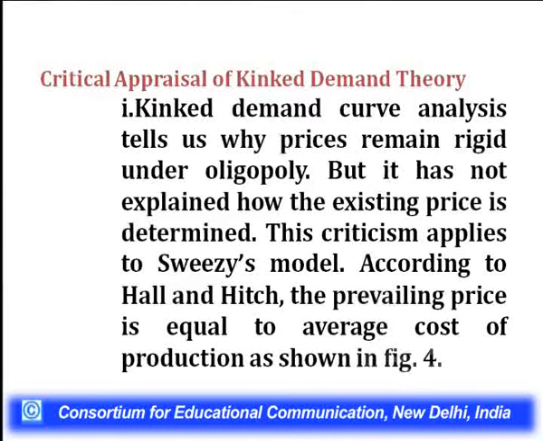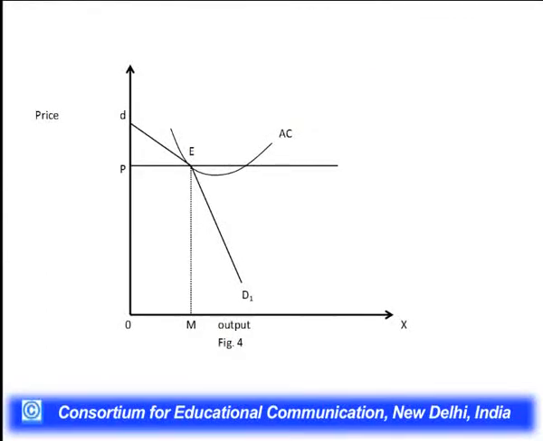But this does not apply to Hall and Hitch. In Hall and Hitch's theory, they say that the prevailing price is equal to the average cost of production, and this is shown in figure 4. In figure 4, we have shown output on the x-axis, and price and cost on the y-axis. DED1 is the demand curve, and there is a kink at point E, which is the prevailing price OP, because the upper portion is more elastic, or that is a part of the subjective demand curve, and the lower part ED1 is a part of the objective or market share demand curve.